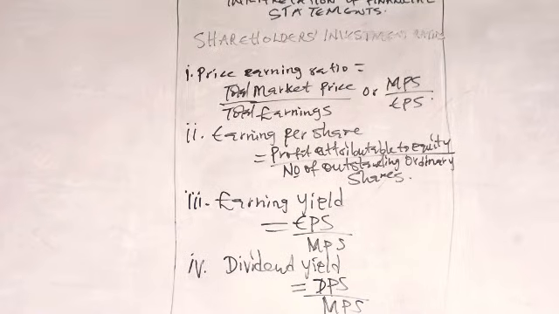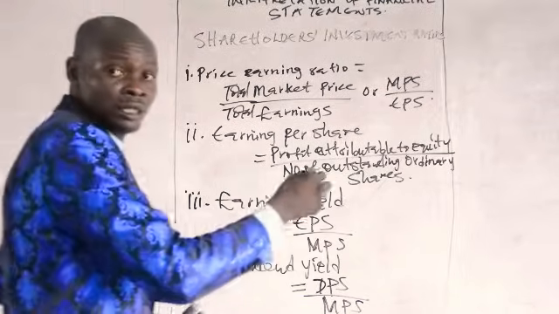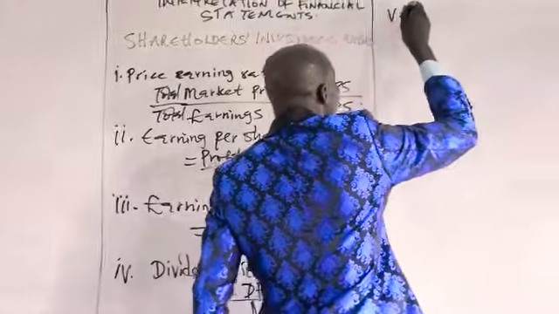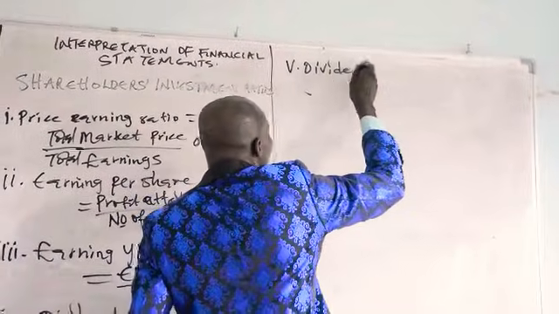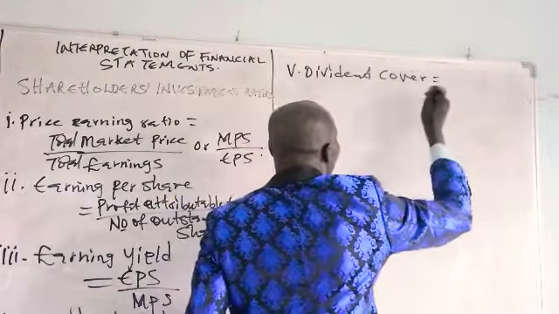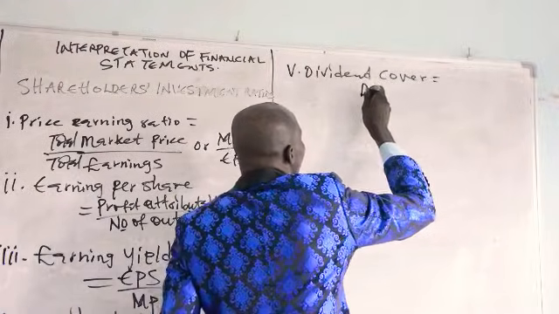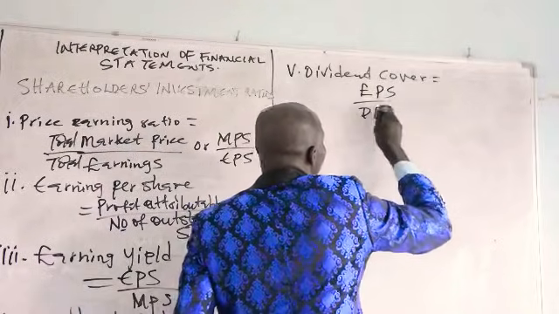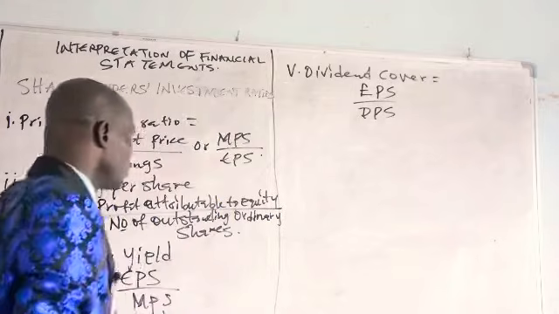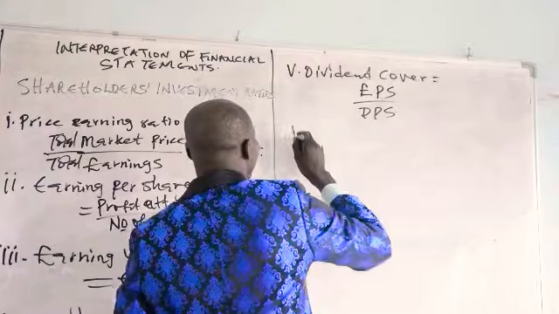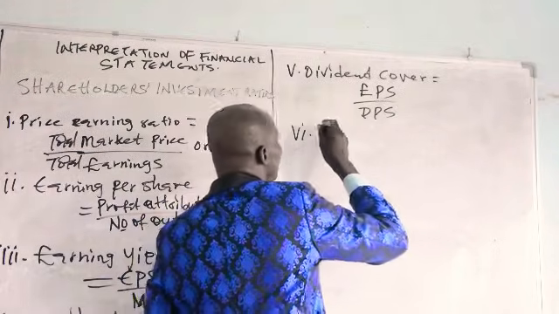So we have dividend cover. Dividend cover, that is number 5, which is earning per share over dividend per share. Then we can as well have the dividend paid out ratio.